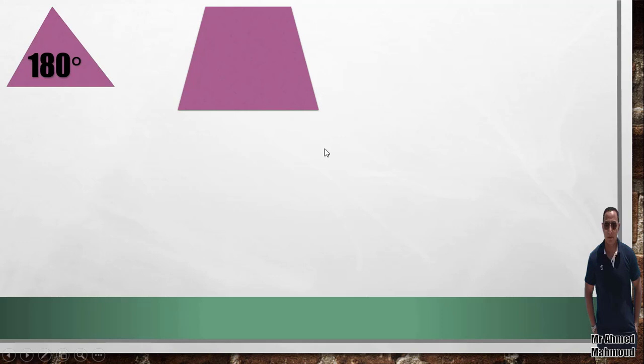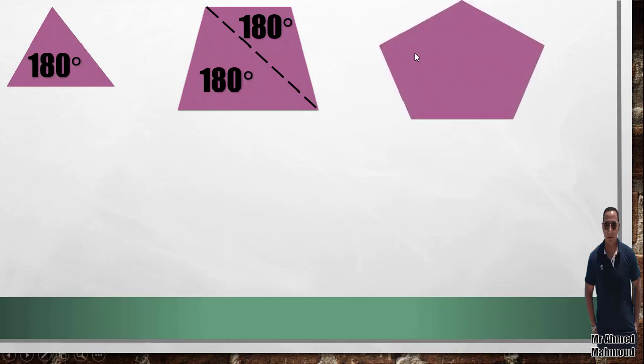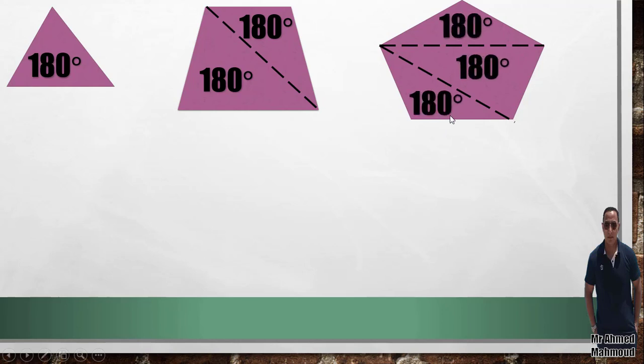I'm going to divide the quadrilateral into 2 triangles like this. The first triangle is 180 and the second triangle is 180, so the sum equals 360. Another example. Now this is a pentagon. I'm going to divide the pentagon into 3 triangles like this. Each triangle equals 180, so the sum equals 180 times 3 equals 540.